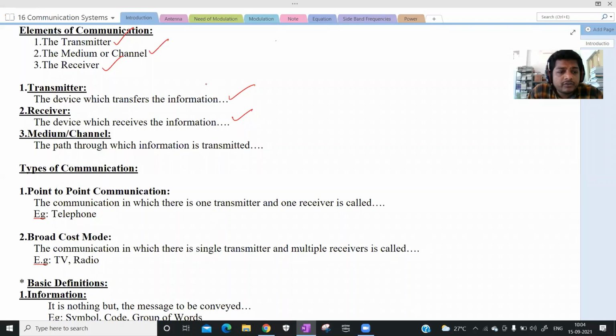For this, we need different types of mediums. We will use air medium, and we will use optical fibers.